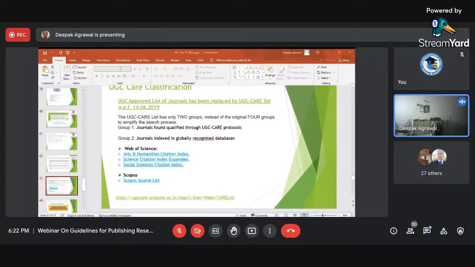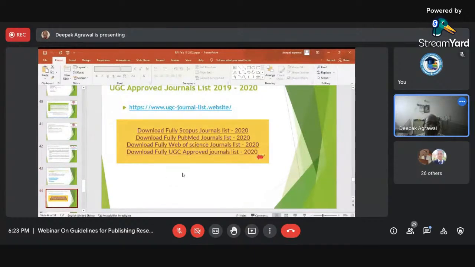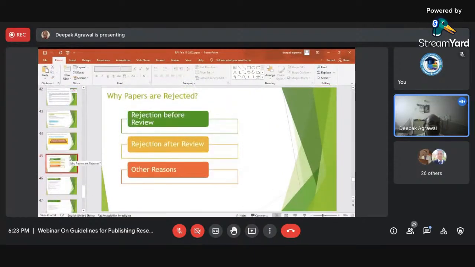Secondly, this is meant for those other than the UGC norms, but they are to be listed in the form of Group 2, that is, either in the Web of Science or in the Scopus. Web of Science is further classified as Arts and Humanities Citation Index, Science Citation Index, and Social Science Citation Index. Accordingly, you need to locate which type of journal is suitable to you, identify those journals, communicate with them, and try to submit the papers as per their norms. This list is available, but you can search it from the website directly.